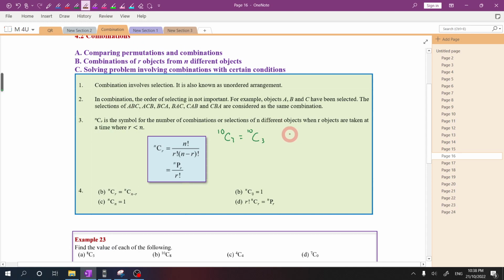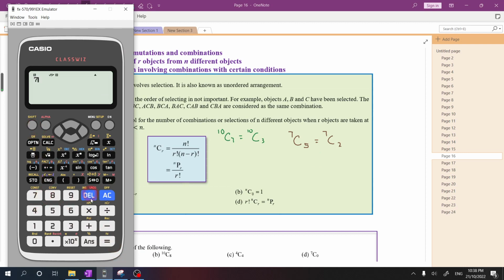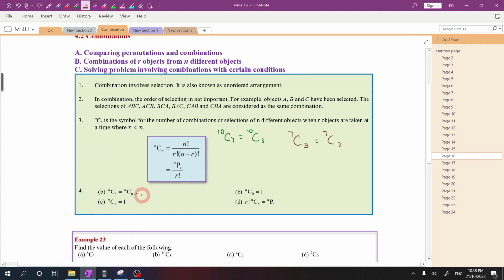Let me give you another example. Let's say you have 7C5. Try to guess, is it equal to 7C what? 7 minus 5, you get 2. Again, you can use your calculator to check. 7C5 is equal to 21. I change the 5 to 2, you will still get the same answer, 21 as well. Okay, so I think this property should be no problem now. Okay, so this nC0. nC0 is actually equal to 1.